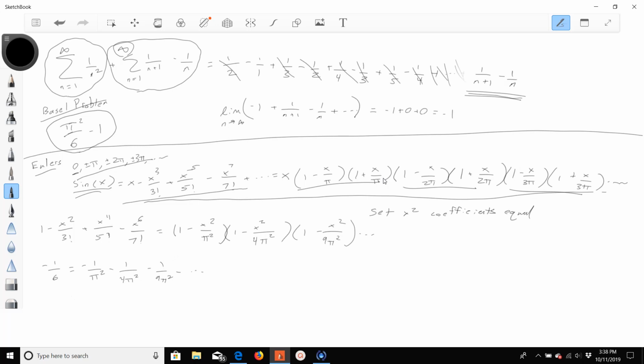And so multiply both sides by negative pi squared, and you get pi squared over 6 is equal to 1 over 1 squared plus 1 over 2 squared or 4 plus 1 over 3 squared or 9 plus 1 over 4 squared or 16 plus dot dot dot. QED. I wouldn't really consider that a full proof though. That was a very, very basic outline, but that's kind of the idea there of what's going on.